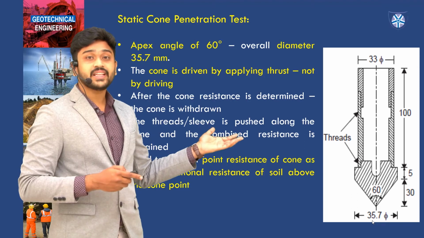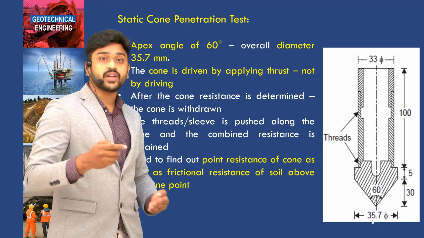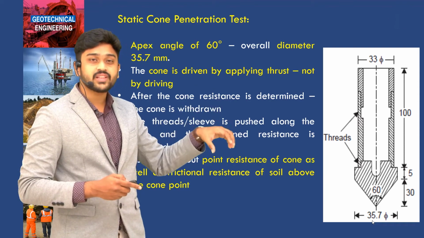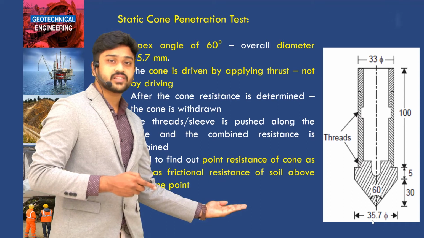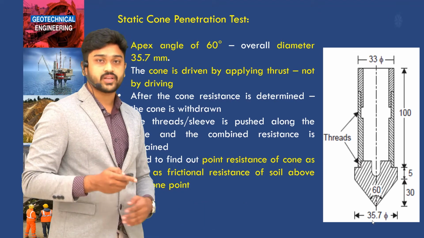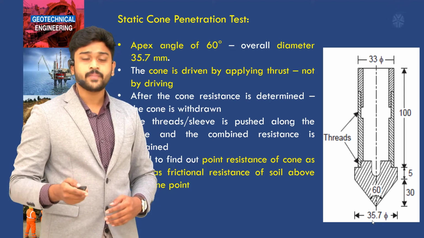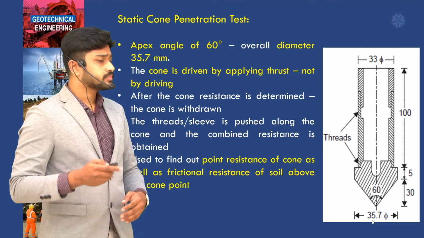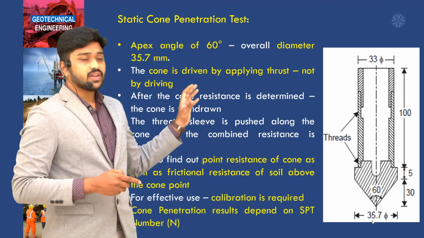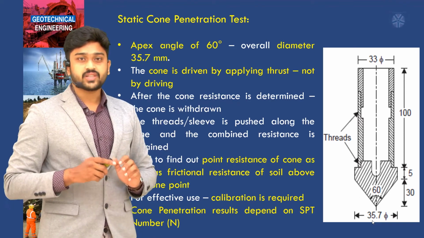Ultimately this is found out at a certain level, which is known as the cone point. That means up to whatever level this cone is penetrated, the point where it is actually intersecting the soil is known as the cone point. At that cone point we have to measure the skin friction resistance of the soil as well as the end bearing resistance of the cone. Clear?